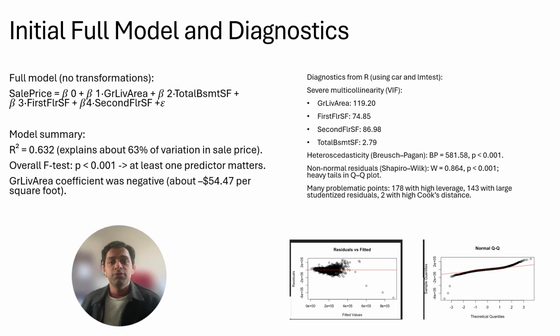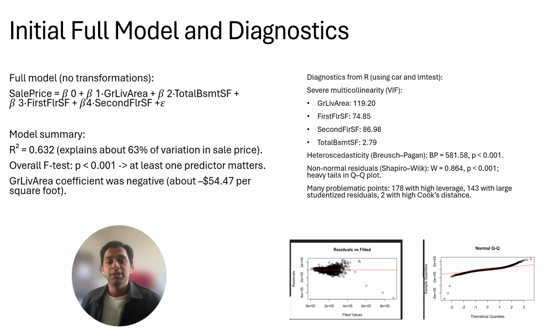I first fit a multiple linear regression with all four predictors on the original sale price scale, and this model had an R squared of about 0.63 and a highly significant F-test, so at least some predictors clearly mattered. But the coefficient for above grade living area was negative, which didn't make sense, since more living space should mean higher prices. So we moved on to the diagnostics to check this out more, and we see extremely high VIF values, which indicate multicollinearity.